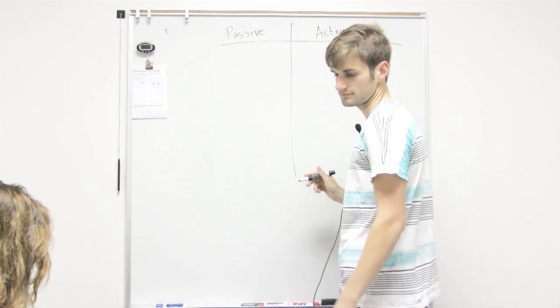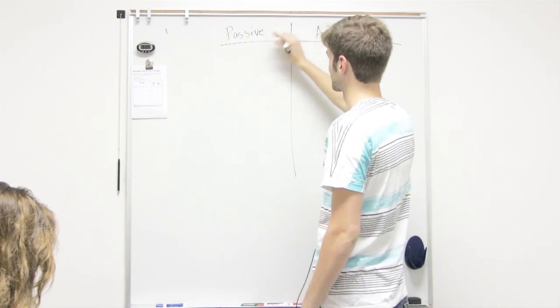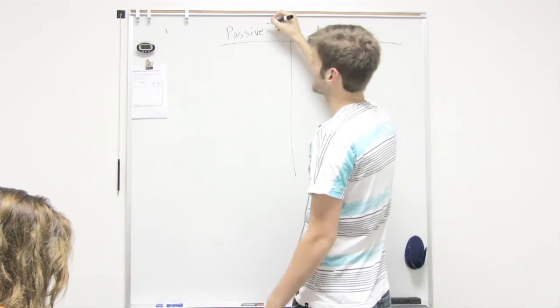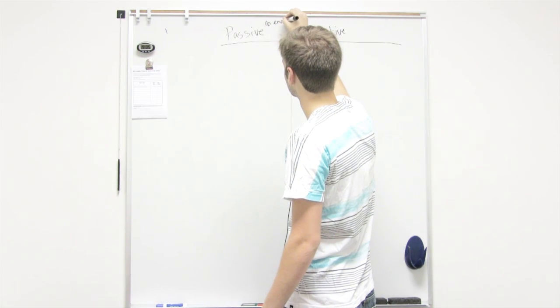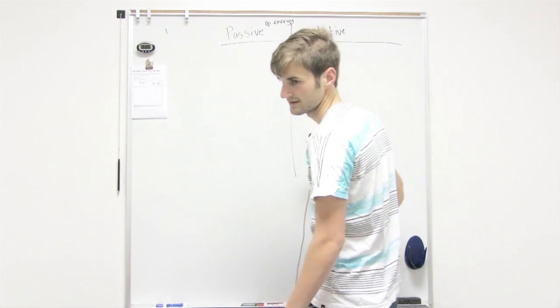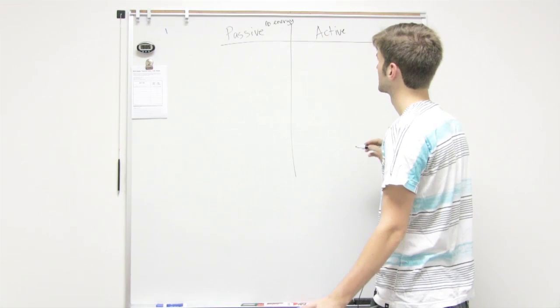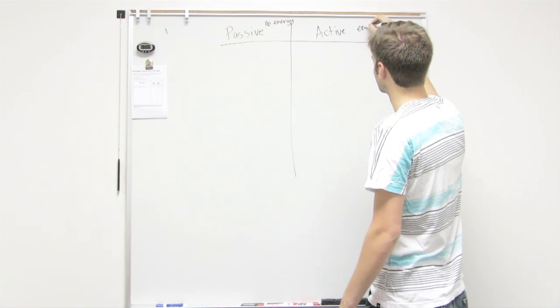So I just need 2 columns. Yeah, so 2 columns. You got your passive and your active. Passive means no energy required. Yeah, no energy. Active needs energy.